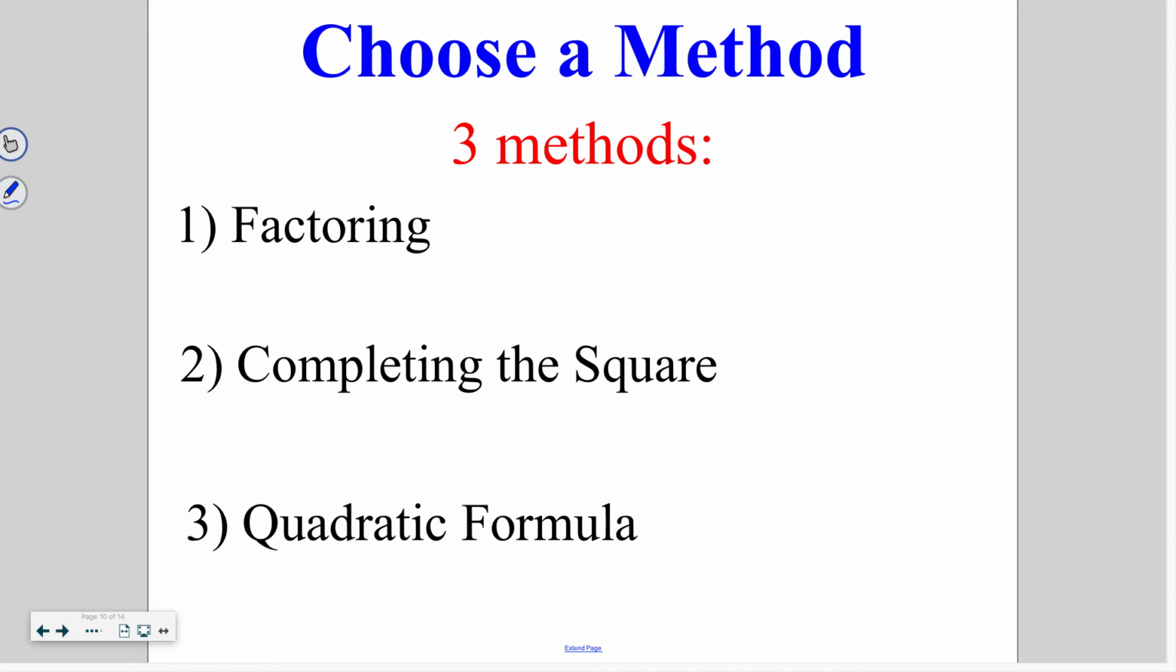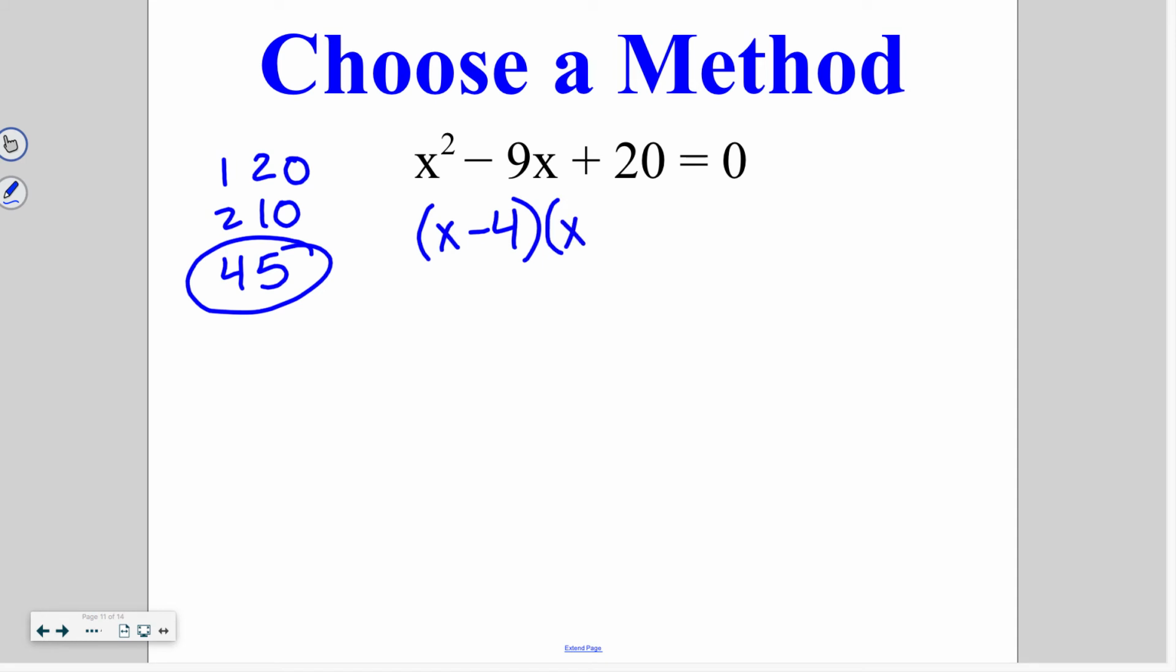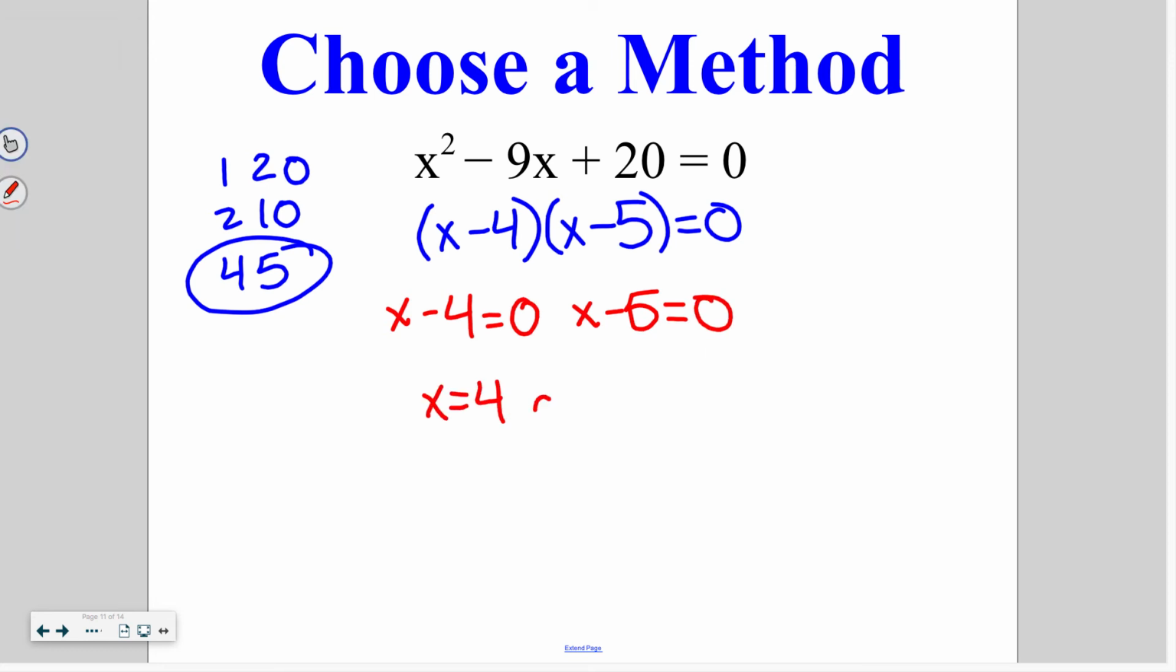I'm going to give 3 examples of how to do each of these, just as a refresher. So for factoring, we are looking for the numbers that multiply to 20 and add up to negative 9. So I've got 1 and 20, 2 and 10, 4 and 5. 4 and 5 are those factors that can go to negative 9, so I've got x minus 4 and x minus 5. I'm going to set each of those factors equal to 0. So x minus 4 is equal to 0, x minus 5 is equal to 0. Solving, I get x is equal to 4 and x is equal to 5.